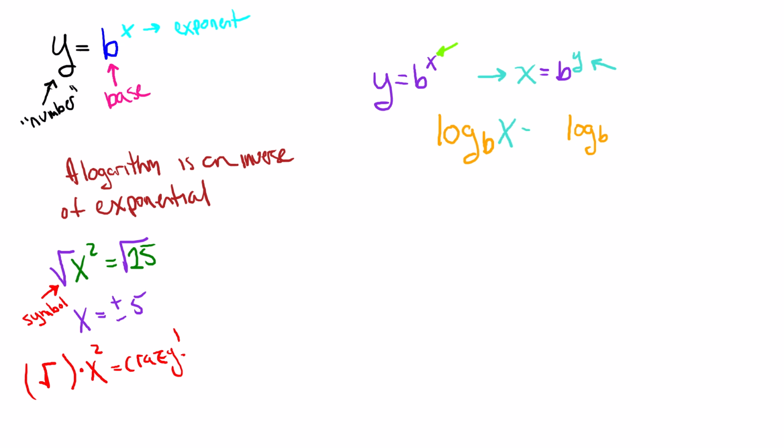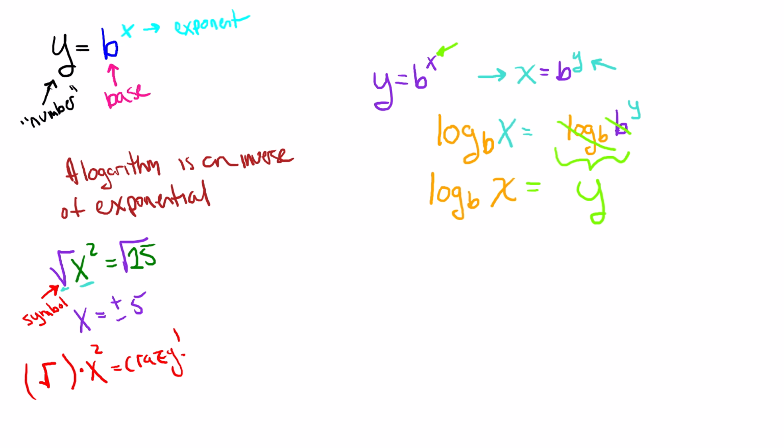So we have the log base b of x would equal the log base b of b raised to the y. And just like over here, square rooting and squaring cancel each other out, over here, when we take the inverse of an exponential, this log base b and this b are going to cancel each other out, and we're left with y. And so on the other side, we have the log base b of x is equal to y.